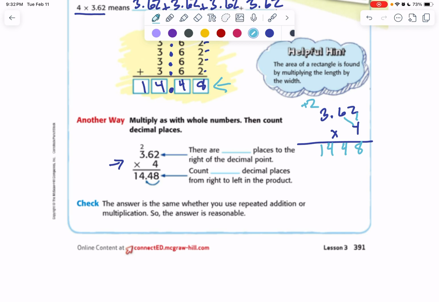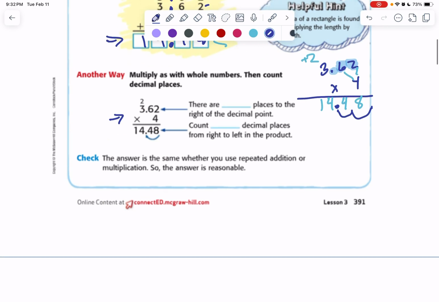Now, we know where the decimal goes because we already added and we brought the decimal straight down. But if we had not done that, how would we know where the decimal goes? We count how many digits are to the right of the decimal. This one's to the right of this decimal right here. That's 2 digits to the right. So we are going to start on the far right and move the decimal 1, 2 places. Does that land our decimal in the same place as here? It sure does. So that's how that works.